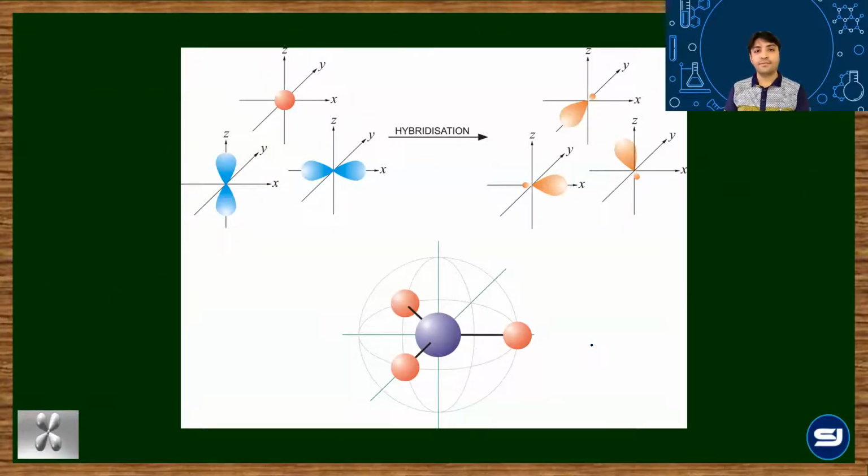Now look at this diagram. This is the s orbital of carbon. This is pz liya hai and px liya hai. So basically the 2p orbitals are involved in the mixing and recasting. So after the mixing of s and the 2p orbitals, three orbitals are generated which have the same shape and same energy. And these are the sp2 hybrid orbitals. And they get oriented in the form of a planar geometry like this.